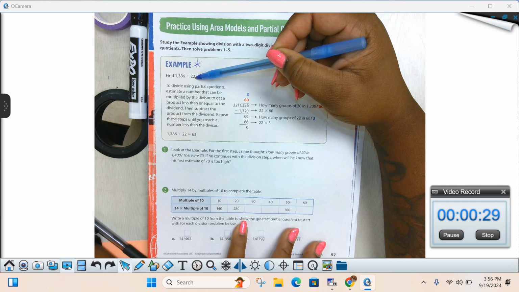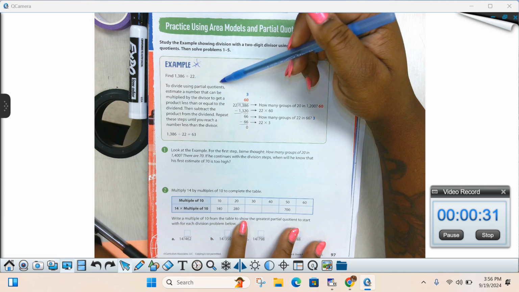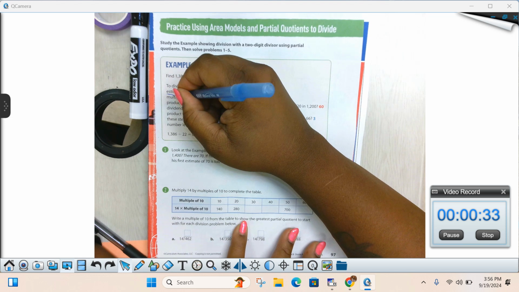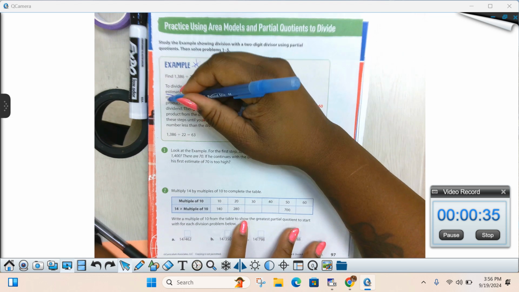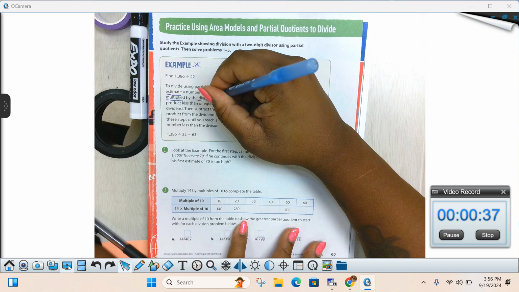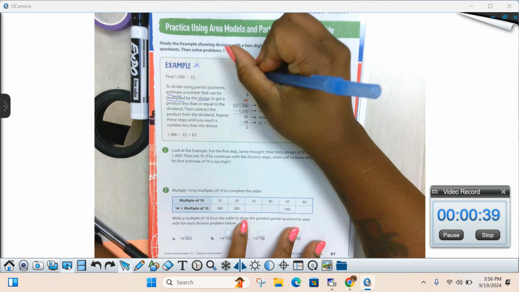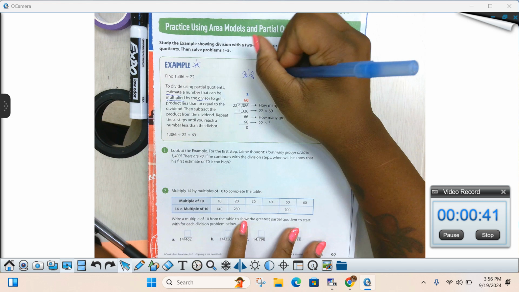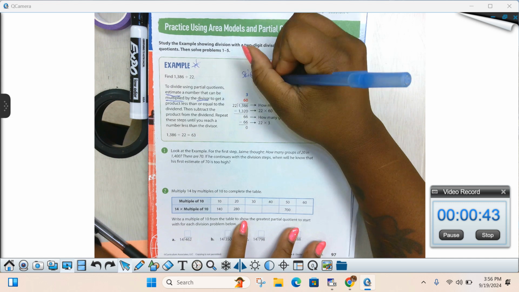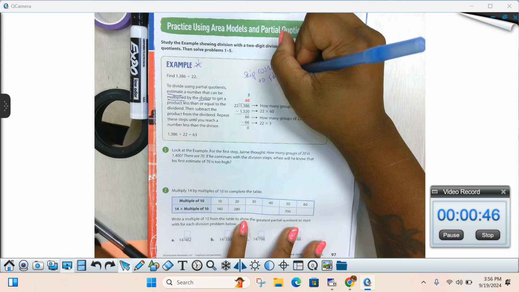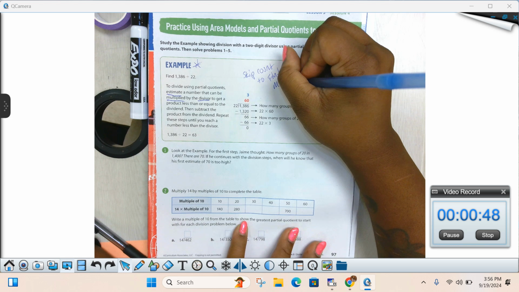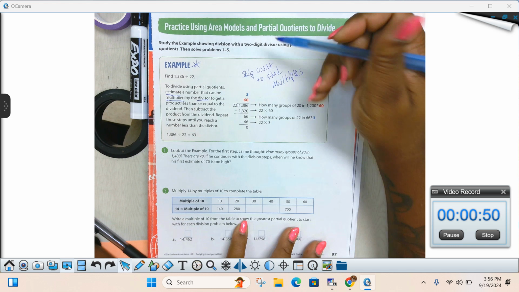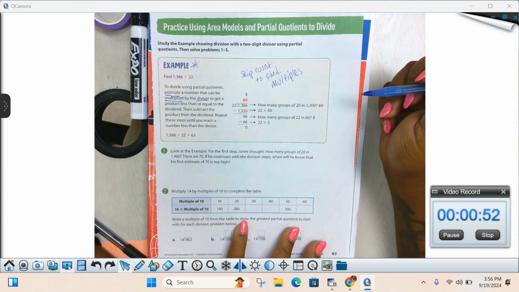1,386 divided by 22. To divide using partial quotients, estimate a number that can be multiplied by the divisor. So basically we're going to be skip counting to find multiples that could go into this number.